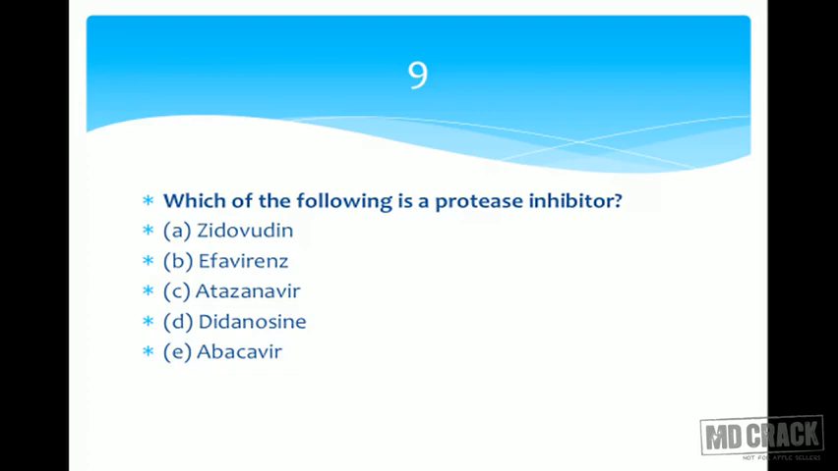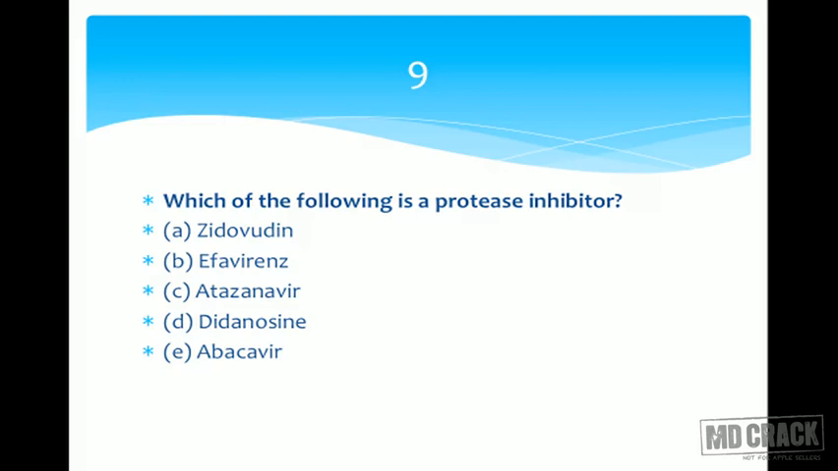Anti-HIV drugs, one of the major important classes is nucleoside reverse transcriptase inhibitors. The representative prototype drug is the first one in these options, that's zidovudine. Apart from zidovudine, in this group you have many other drugs like lamivudine, stavudine, didanosine. See option number 4, that's didanosine. So zidovudine and didanosine are from the same group. They are NRTIs, nucleoside reverse transcriptase inhibitors.